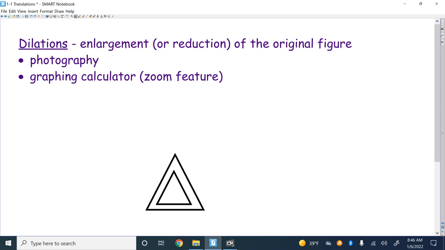It's used a lot in photography, of course. Like when you take a picture, you can zoom in and out. And it's used on the graphing calculator, if y'all have used that before, or Desmos, when you can zoom in and out. That's also considered a dilation. That's not on our notes, is it? It's not, no. So you write it down. You can put it down on your notebook paper or the top of the next page.